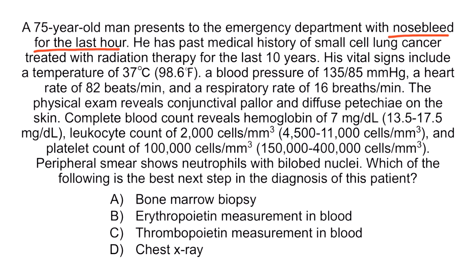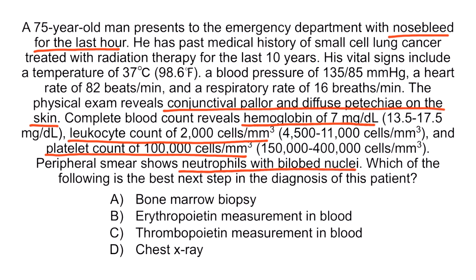Physical exam reveals conjunctival pallor and diffuse petechia on the skin, suggesting anemia and thrombocytopenia, respectively. Complete blood count reveals hemoglobin of 7, leukocyte of 2,000, and platelet count of 100,000. This pattern is consistent with pancytopenia. Peripheral smear shows neutrophils with bilobed nuclei, a phenomenon known as the pseudo-Pelger-Huet anomaly. All these findings suggest the diagnosis of myelodysplastic syndrome.